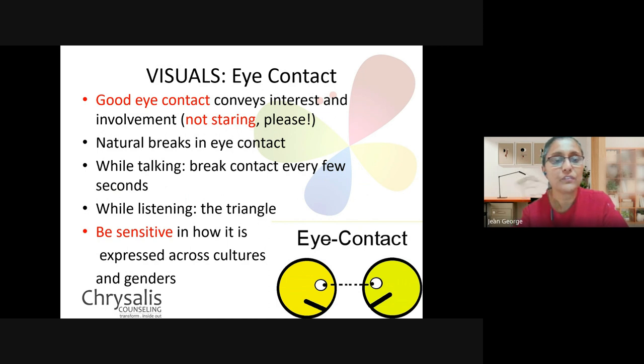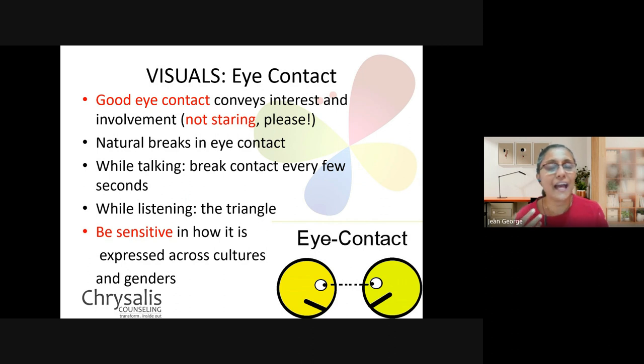Okay, so for clients, for counselees who may have difficulty with closeness, making eye contact can be an important vehicle of change. You know, when there are some people who cannot make that eye contact, when you do it in moderation, it can be quite helpful. So even when you're having eye contact, please remember that you shouldn't stare, right? Eye contact doesn't mean you don't take your eyes from their eyes at all, right?